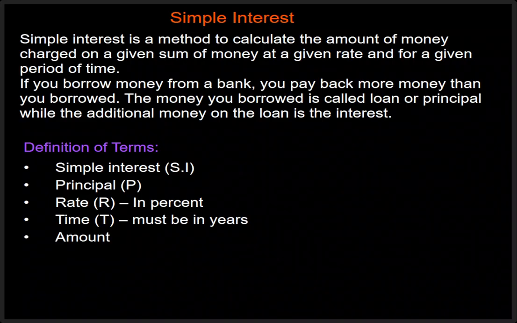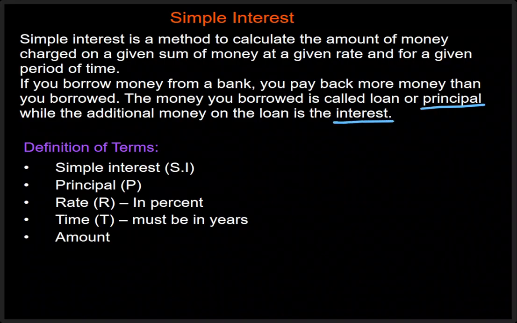So if you borrow money from a bank, an illustration now. If you borrow money from a bank, you pay back more money than you borrowed. The money you borrowed is called the loan or principal, and the additional money on the loan is what we call interest.